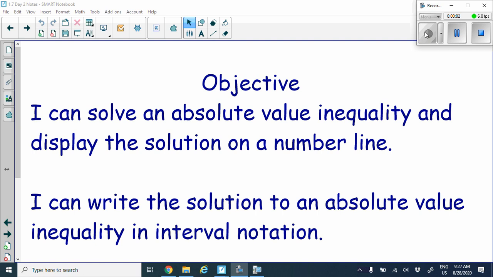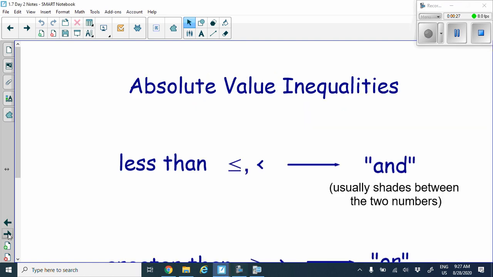Hey guys, so here are the notes for 1.7 day 2. Starting this time, we are now going to be dealing with absolute value inequalities. Today we're going to be solving absolute value inequalities and then displaying our solution on a number line. Afterwards, we're going to write the solution of an absolute value inequality in interval notation. So you're really doing 3 things today for each of these problems.